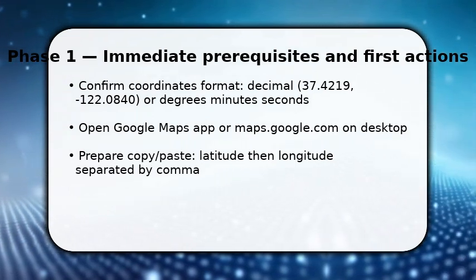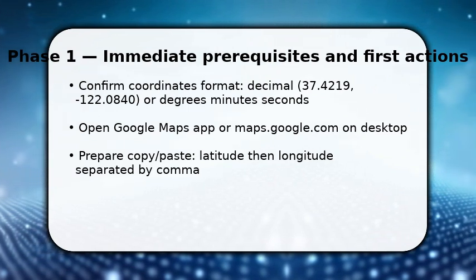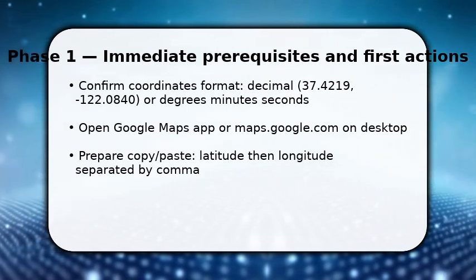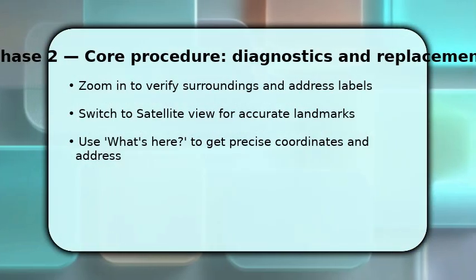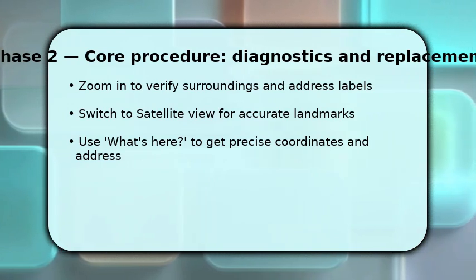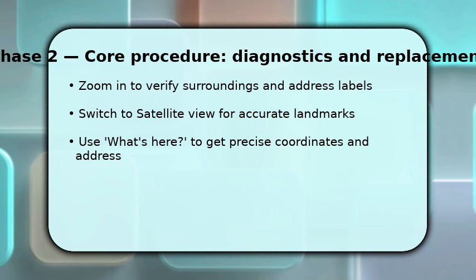Make sure to include the minus sign for west or south values, otherwise the location may flip hemispheres. Once the pin appears, zoom in and examine nearby labels to confirm accuracy. Switch to satellite view for visible landmarks, buildings, roads, coastline, which helps verify the spot.